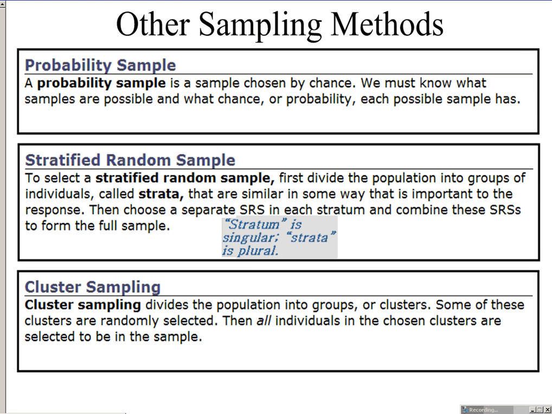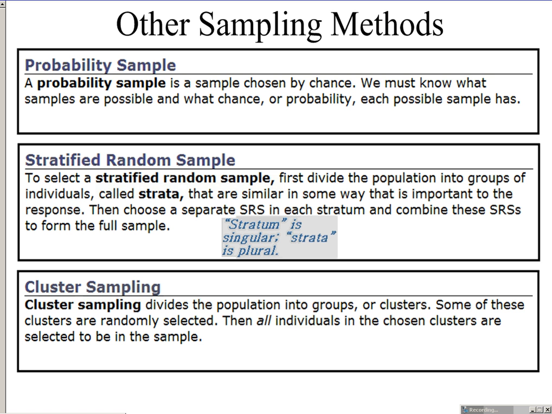Other sampling methods. There are other methods that you will have to know, but in general, if you are asked to come up with a sample, the method you are going to use is a simple random sample. A probability sample is a sample chosen by chance. We must know what samples are possible and what chance or probability each possible sample has.